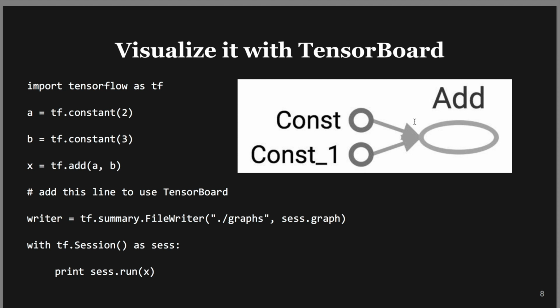Now, here you are seeing const and const_1. This refers to the a and b nodes here. We have not specified any names, so TensorFlow will give default names. The add operator also, we have not specified any name. So the default name for the add op in TensorFlow is Add, surprise there.